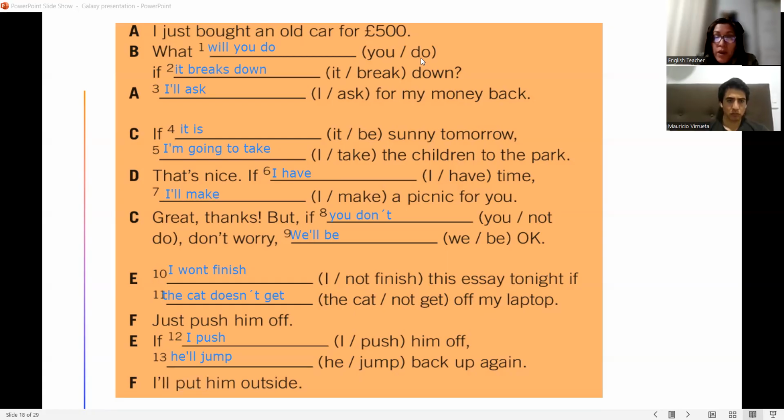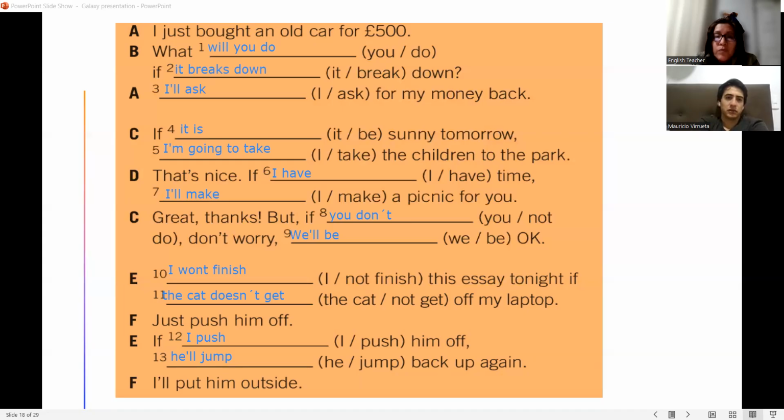Okay, so I start. I just bought an old car for 500 pounds. What will you do if it breaks down? I'll ask for my money back. Yeah, you can do that. But I think it's the same conversation. No, it's different, I think.